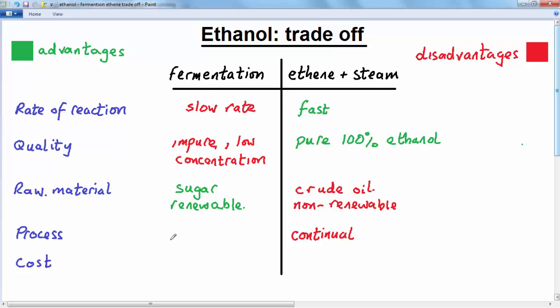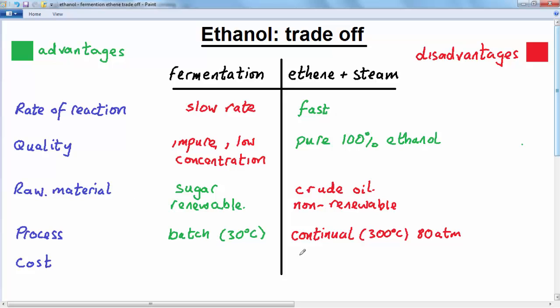Whereas in the case of fermentation, that can be run as a batch process. You can turn it on and off as you please, and it's running at lower temperatures. So that's running at 30 degrees Celsius. This one was running at 300 degrees Celsius and up to 80 atmospheres. So you've got much higher costs in running this process than you have in the case of fermentation.